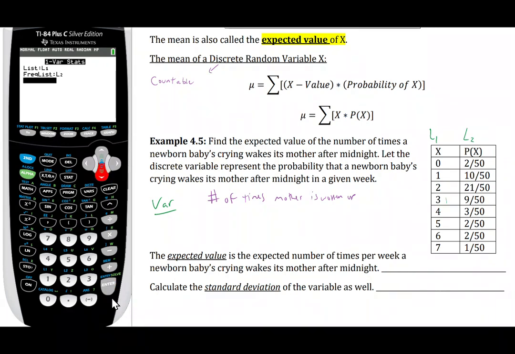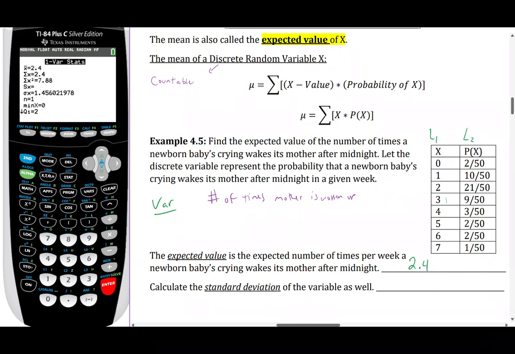And we're going to go down to calculate, and we will get that the mean is 2.4. So the expected number of times that a newborn baby's crying wakes its mother after midnight is 2.4 times per week.